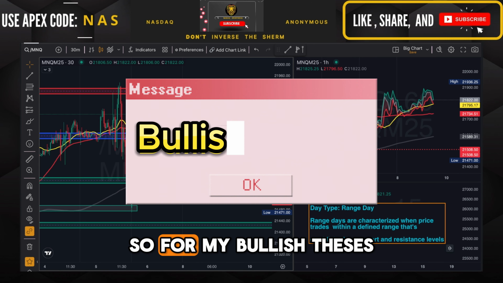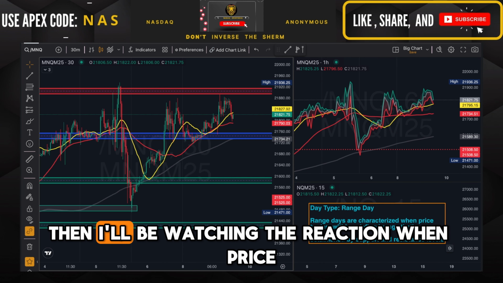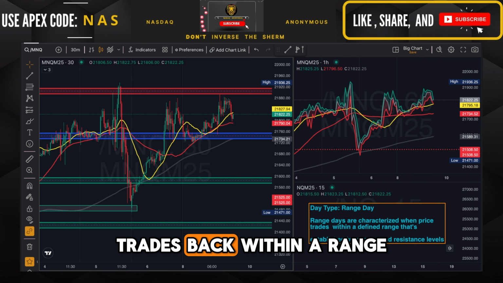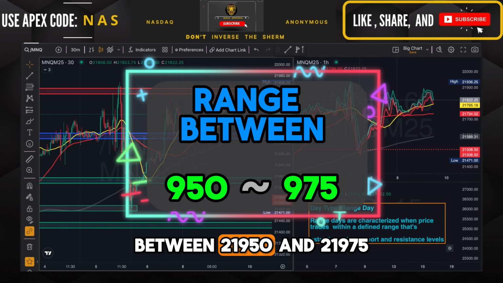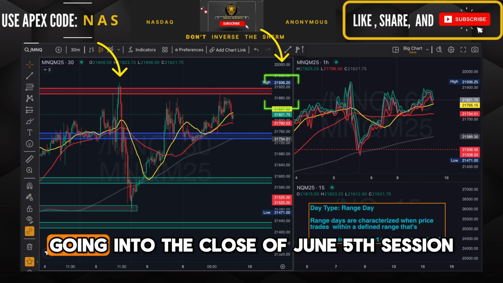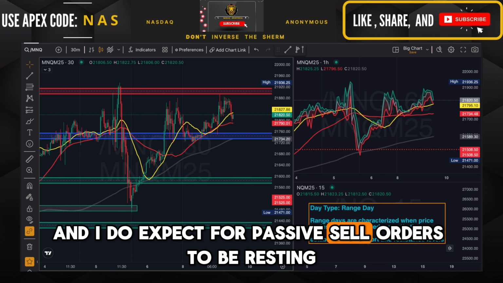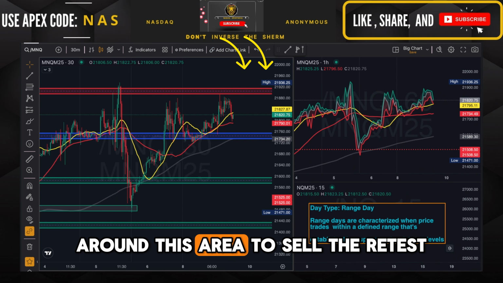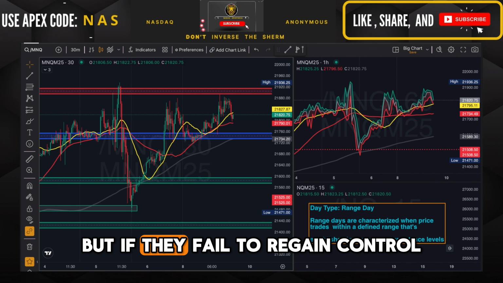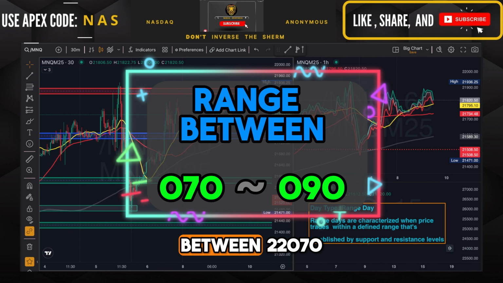So, for my bullish thesis, if the bulls can maintain their control overnight, then I'll be watching the reaction when price trades back within a range between 950 and 975. Because this is the range where the bears broke structure to the downside going into the close of June 5th session. And I do expect for passive sell orders to be resting around this area to sell the retest.